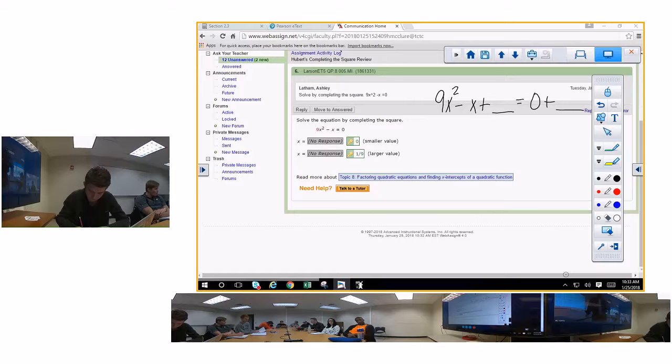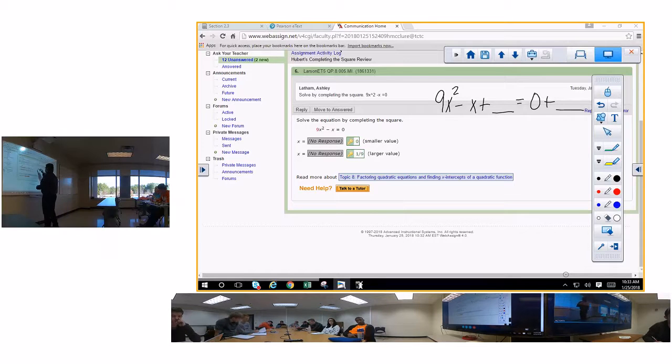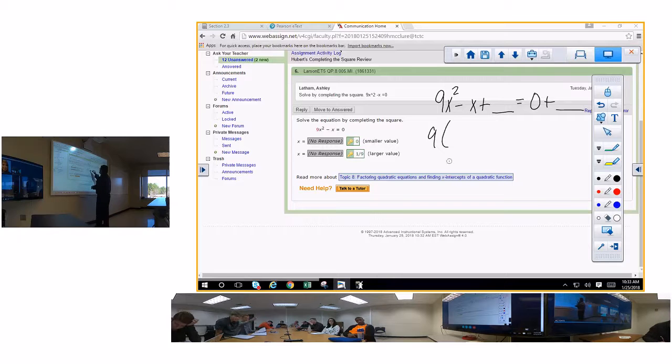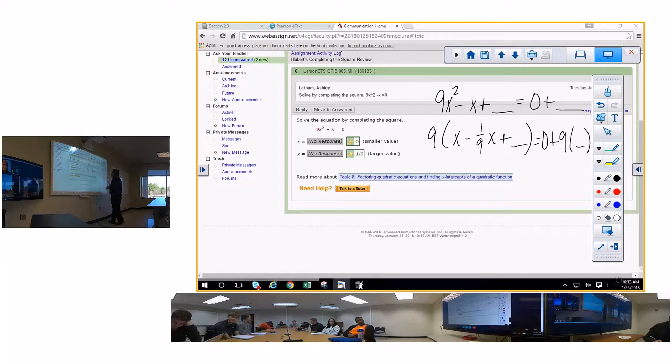Take out the 9. We got to take out the 9. Good. I'm usually not used to people answering that. 9, and that'll be x minus 1/9. x plus blank is equal to 0 plus 9 times blank. Number one question I get here, where did 1/9 come from? Well, what's in front of this x?